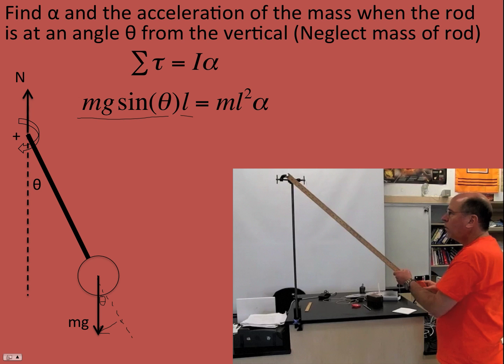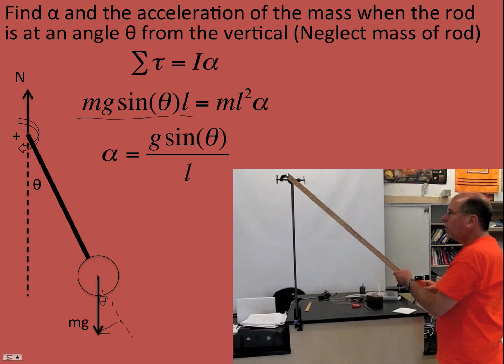So the only thing different here is we have the sine theta. In the previous problem, theta was 90. So sine of 90 was 1, so we didn't see that. Now you should be able to figure that out. Notice it's less than before. And so the angular acceleration is only g sine theta over L.